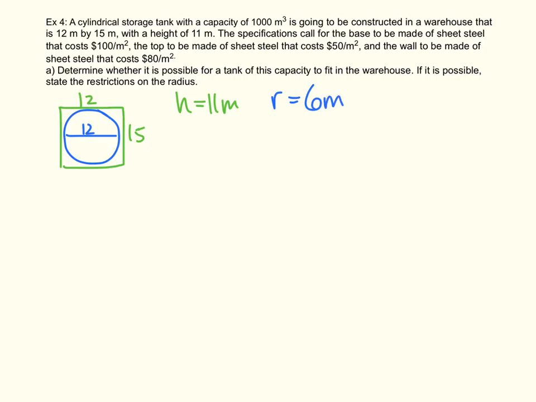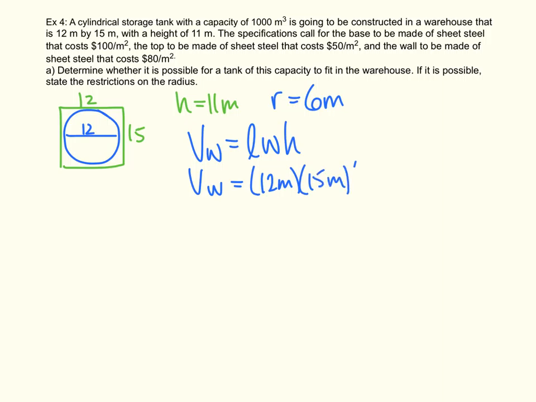Okay, so now let's find the volume of the warehouse. So that's easy to find. We're just doing length times width times height. And we're going to get 12 meters by 15 meters by 11 meters. And that gives us 1,980 meters cubed.